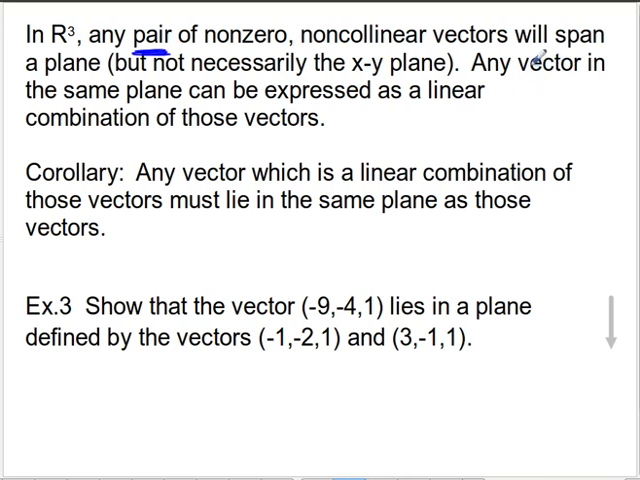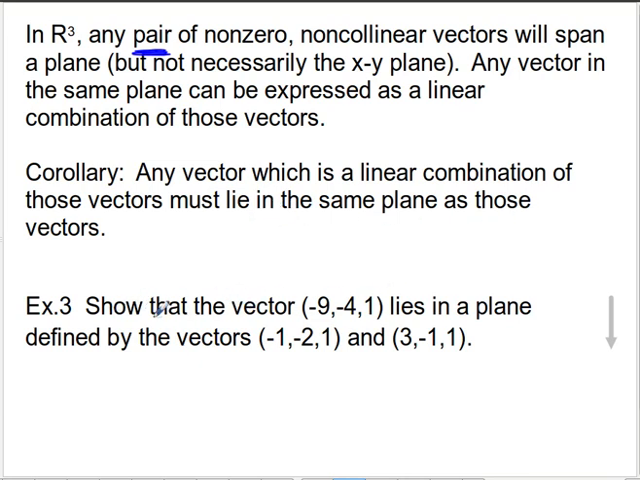That means that any other vector that lies in whatever plane it is they're forming can be expressed as a linear combination of those vectors. This is a tough one. You're probably going to have to spend some time thinking about this. The corollary to that, which just means that's a mathematical phrase that says, if I think about what's the other way of looking at it, the corollary of this is if we start with a vector and that vector is a linear combination of two other vectors, it must lie in the same plane as those two other vectors.